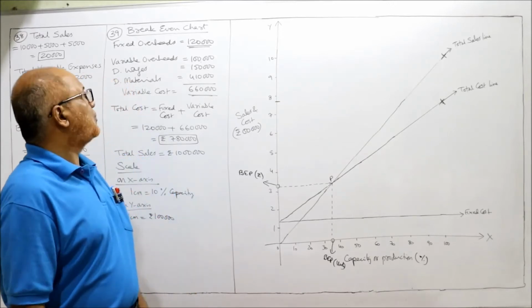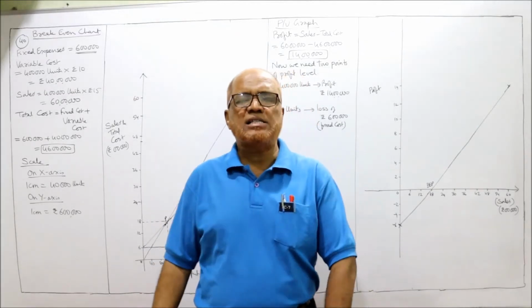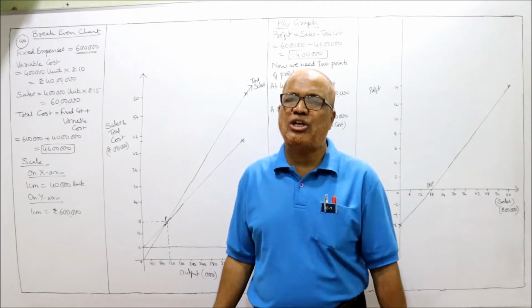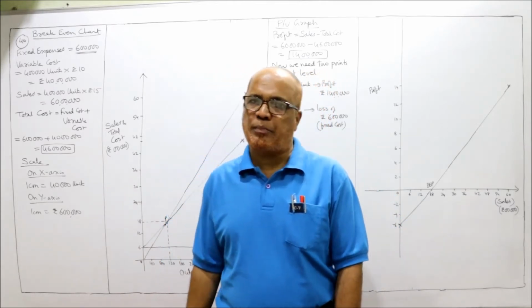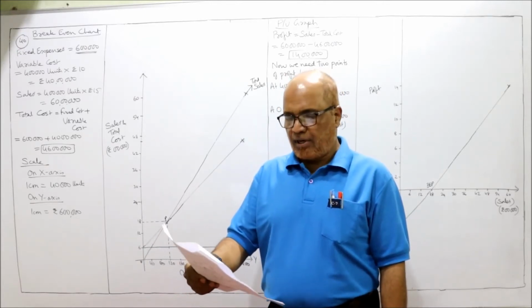So, we have completed problem number 39. Now, we'll start the last and final problem, problem number 40 of this marginal costing technique. So, totally 40 problems are more than enough for your preparations. Now, I'm reading out the last problem, 40.